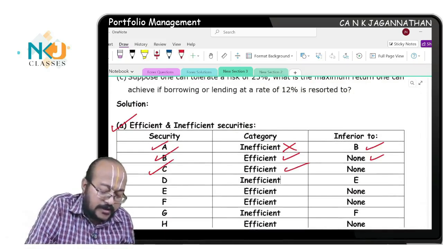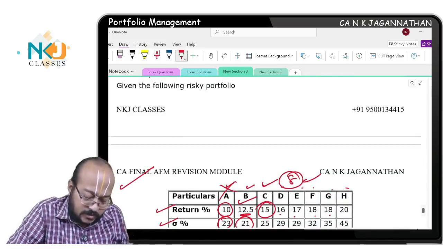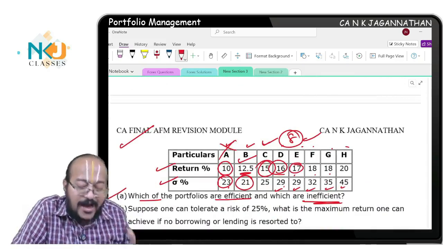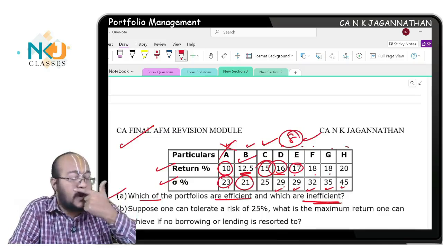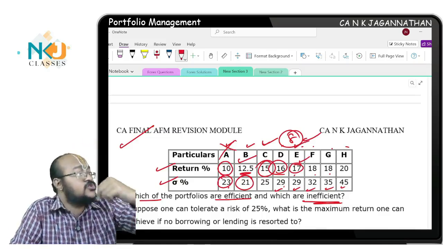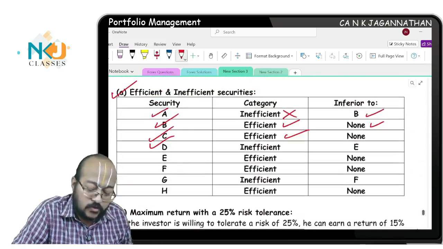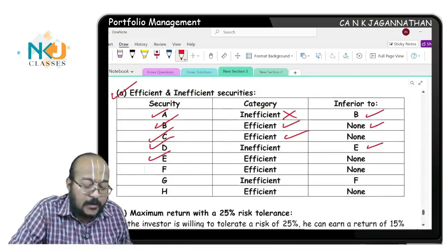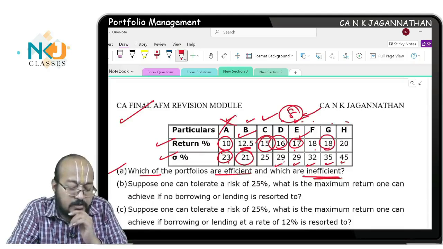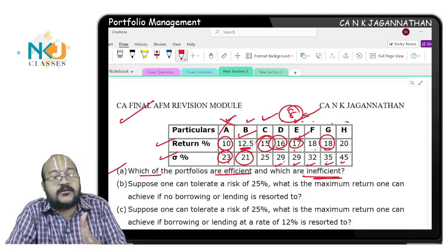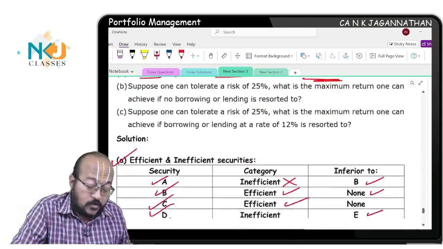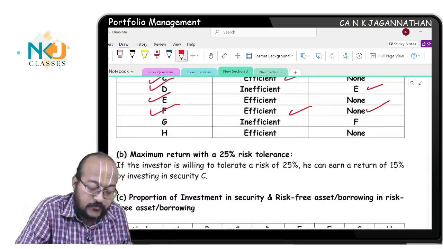Are you understanding? Next, take D security. D for discussion. What happens? It gives 16% return for 29% risk, whereas E gives higher return for the same level of risk. I told you, higher return, 17% return for the same 29% risk. Hence, E is superior to D. D becomes inefficient to E. Next take F. F security is there, 18%. Is there any other security giving 18%? Yes, G is giving 18%, but for a higher risk, not 32% risk, it is giving for 35% risk, which means not for the same level of risk. F is efficient, inferior to none.